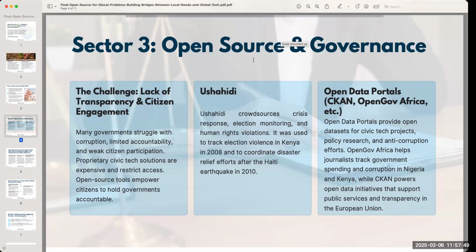Open data portals provide open data sets for civic tech organizations, civic tech projects, policy research, and anti-corruption efforts. The impacts have been seen in Africa and the European Union. So an example is OpenGov Africa. They leverage open data to empower citizens, track government activities, and ensure that public officials are actually accountable for their actions. CKAN as well has been used by the European Union to power open data initiatives that support public services and transparency.